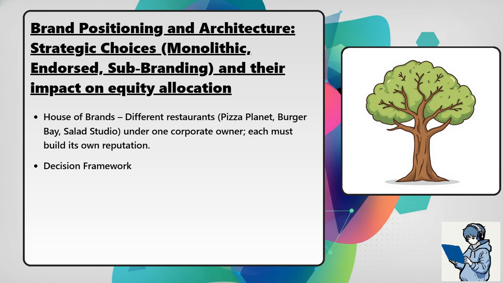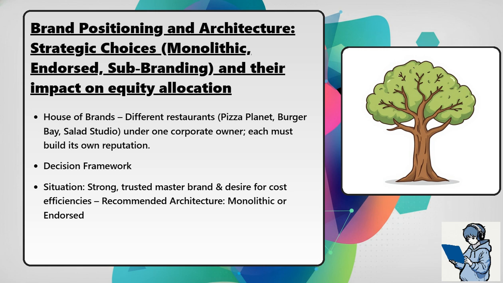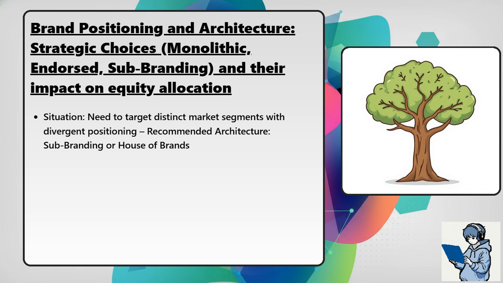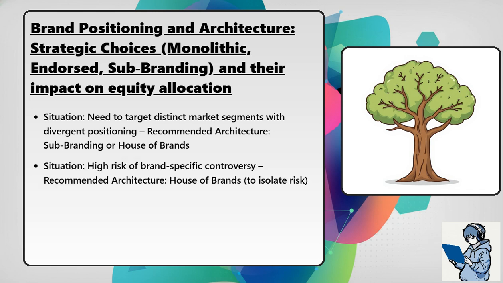Decision framework. Situation: a strong, trusted master brand and a desire for cost efficiencies. Recommended architecture: monolithic or endorsed. Situation: need to target distinct market segments with divergent positioning. Recommended architecture: sub-branding or house of brands. Situation: high risk of brand-specific controversy. Recommended architecture: house of brands to isolate risk.